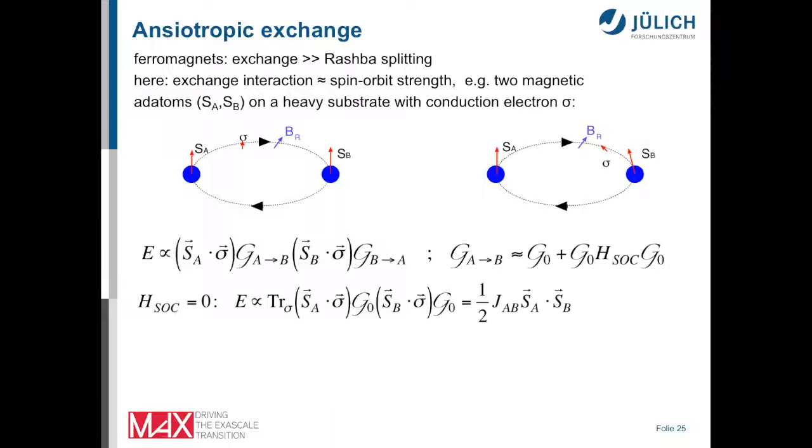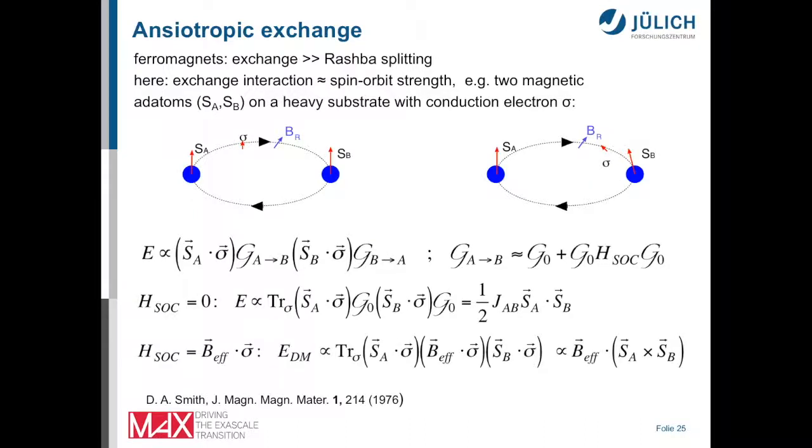And in the case spin-orbit coupling is 0, your energy is then given by the trace of this product, and if you do this little algebra, then you see that the interaction has basically the form of a constant times the scalar product between spins A and B. And this is the typical Heisenberg type interaction which we have seen already several times.